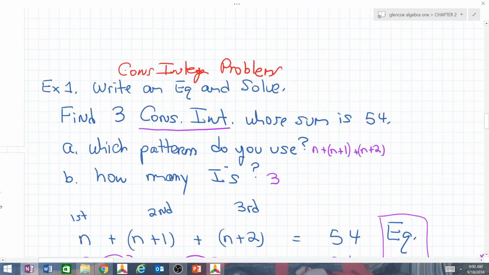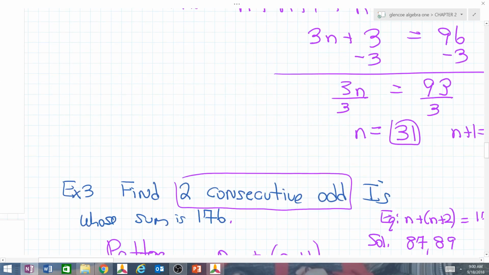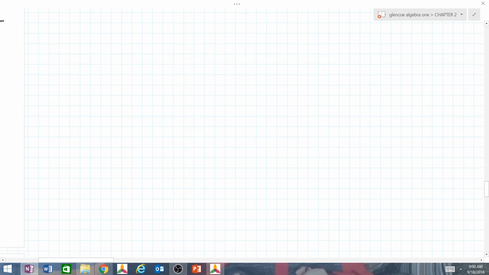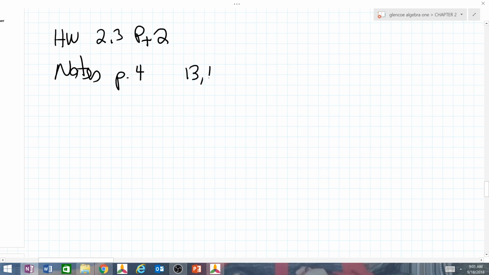So let me just go ahead and clarify something. Again, we've worked a lot of problems today. I want to make sure that everyone totally understands where the homework is coming from this evening. So the homework for 2.3, Part 2, is coming from your notes. From your notes, we are going to do page 4, 13, 14, and 15. Can everyone see that in your notes?